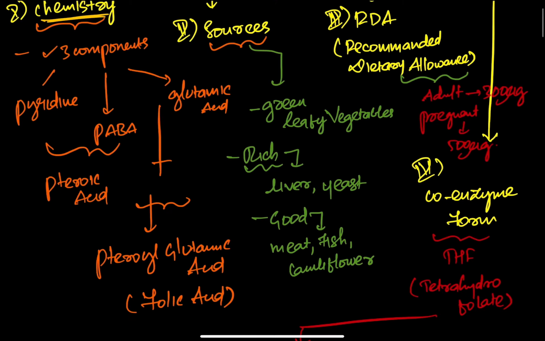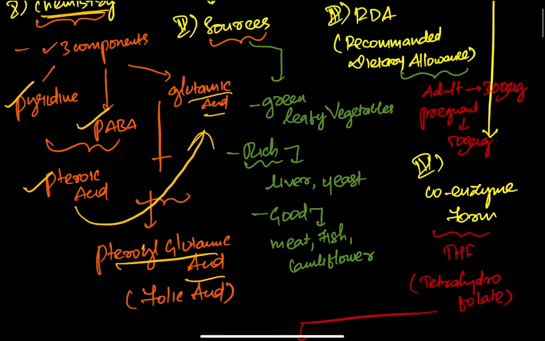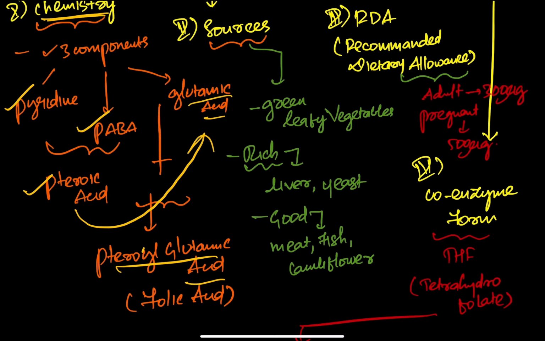So, it has three components: pteridine, PABA in the sense para-aminobenzoic acid, and glutamic acid. Pteridine plus PABA forms pteroic acid. This pteroic acid together with the glutamic acid forms pteroyl glutamic acid, which is nothing but the folic acid. So, folic acid is chemically called pteroyl glutamic acid.